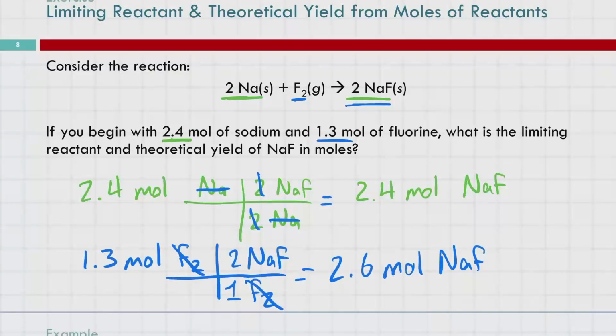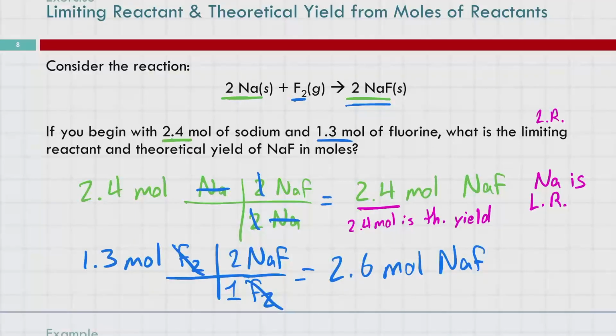However, this assumes that we have enough of the other thing, and we know, because our yield that we calculated for the previous part is 2.4, we know that we don't have enough to make 2.6 moles of sodium fluoride. Our sodium is going to run out first. That makes sodium the limiting reactant, and our theoretical yield is 2.4 moles. Questions about how we did any of that?